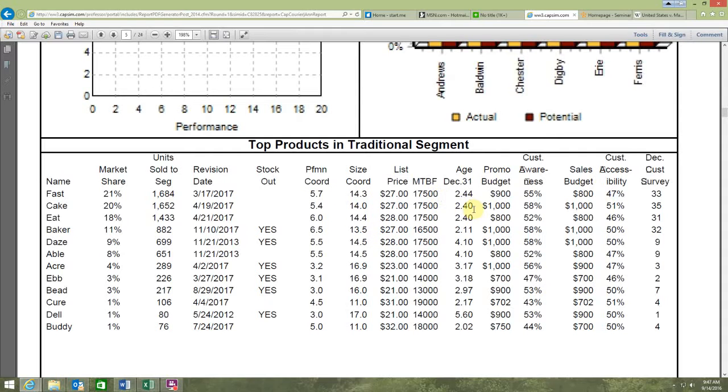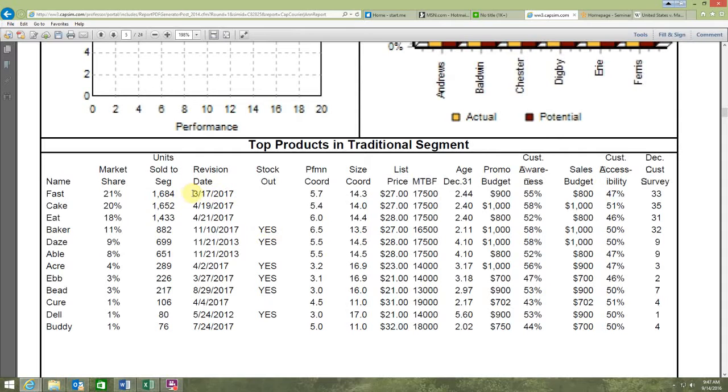MTBF was the same. Cake was actually a little closer to the ideal age on December 31st, and Cake, or Chester, spent more money on promotion and sales. I almost look at that and say Cake should have sold more, and there's not a lot of difference. And Cake certainly has a better December customer survey, so it's going to hit the ground running a little bit better next year.